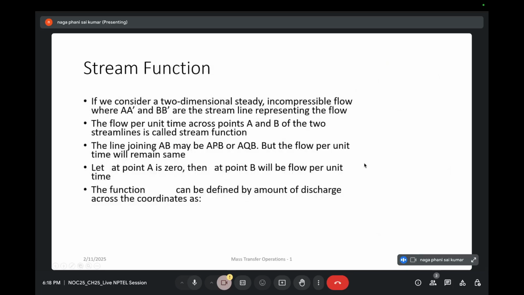Then we have something called the stream function. Let me quickly draw a diagram.